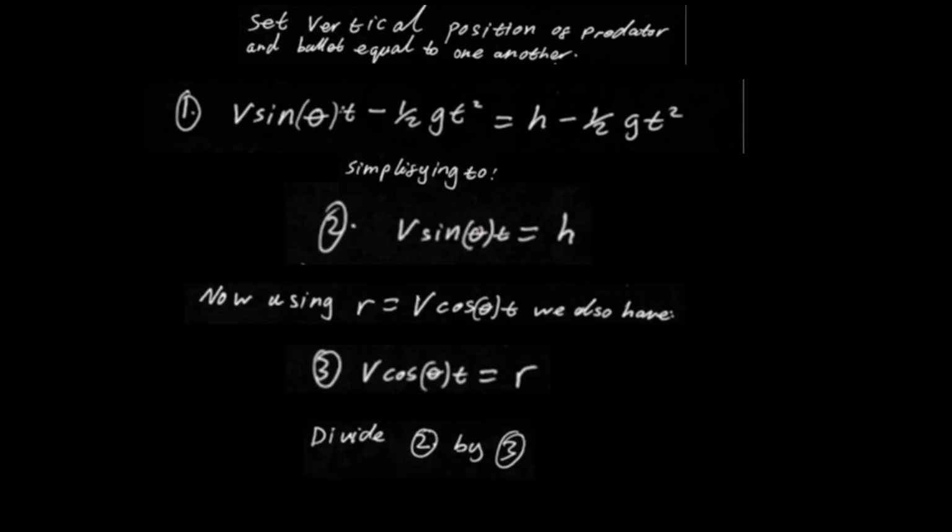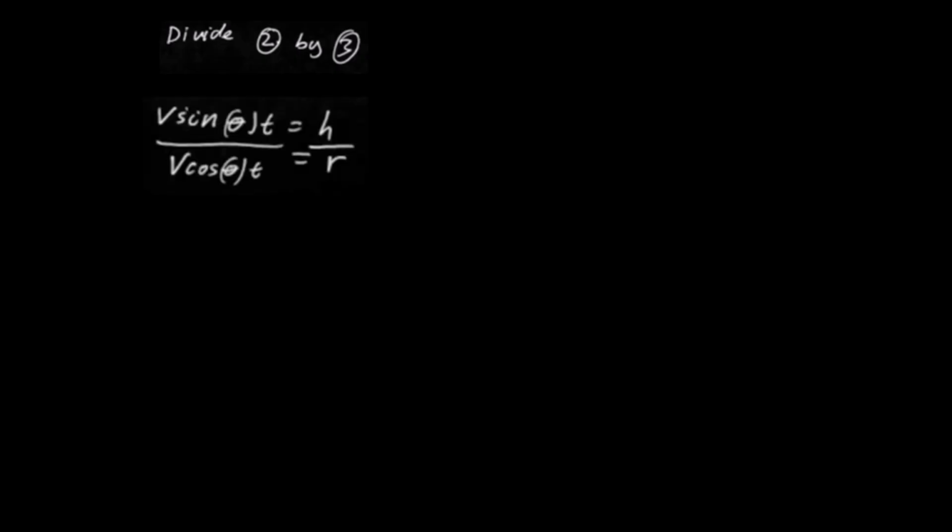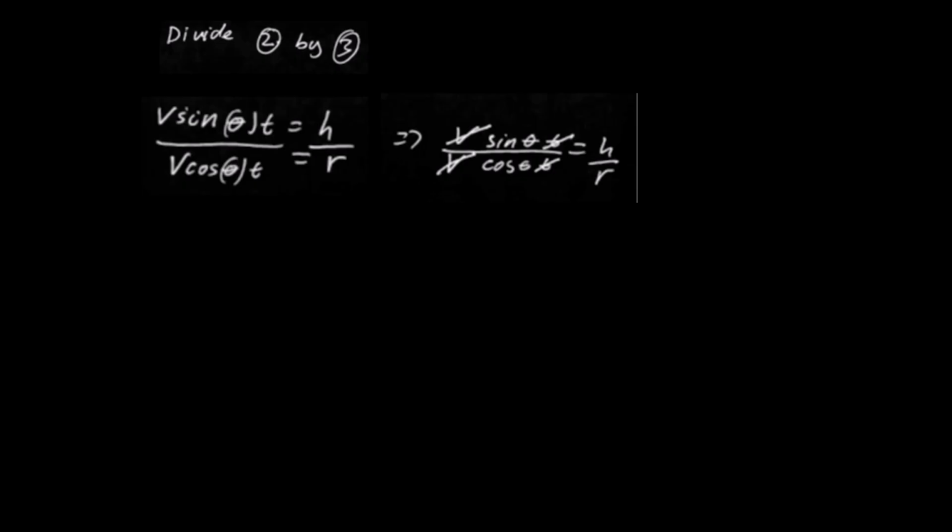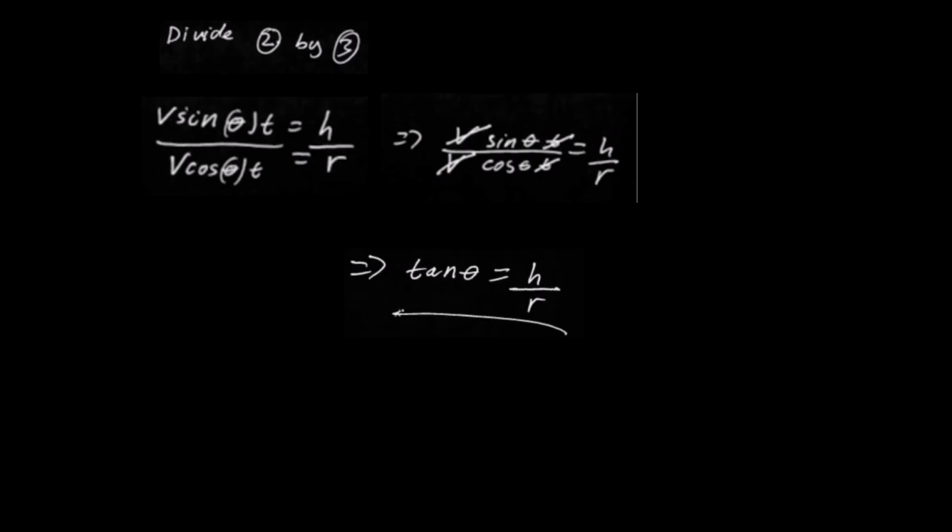So we can divide equation 2 by equation 3. Dividing gives v sine theta t over v cos theta t, which will give us h over r essentially. This will cancel out our velocities, giving us sine over cos is equal to h over r. This should be pretty much the most basic trig identity you should know. So sine theta over cos theta equals h over r reduces down to tan theta equals h over r.